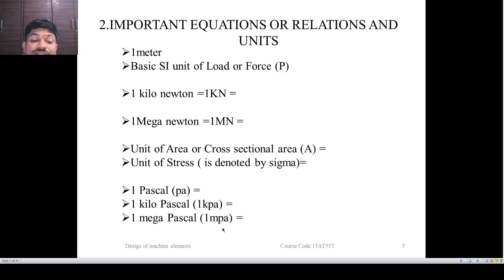The intention of converting these units is very important, because in design problems the stresses and other quantities are given in pascals, mostly in megapascals. In most cases, the stresses are given in megapascal. So by this we can understand that 1 megapascal is nothing but 1 newton per mm square. Let us move further.